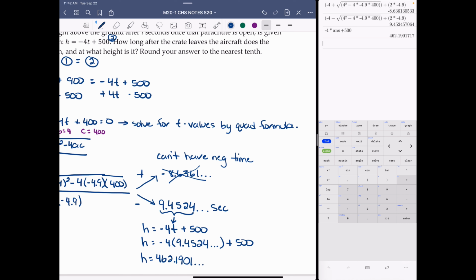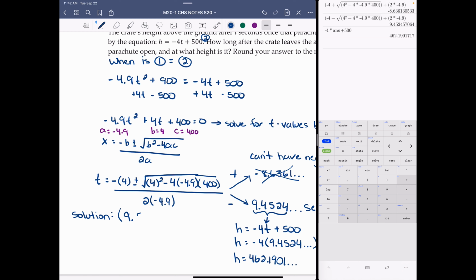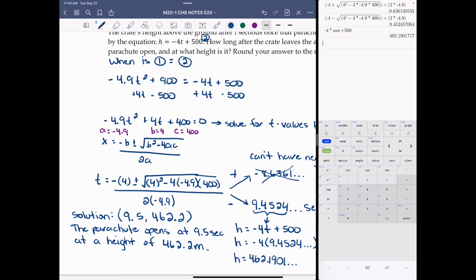So our solution is, rounded to the nearest tenth, 9.5 and 462.2. And what does this mean? The parachute opens at 9.5 seconds at a height of 462.2 meters.